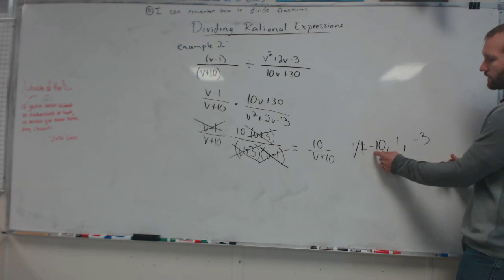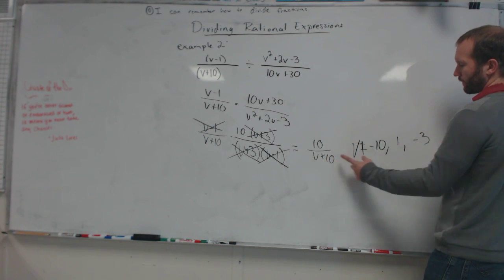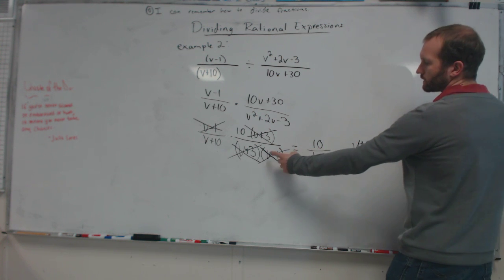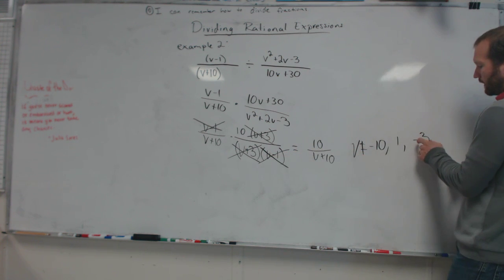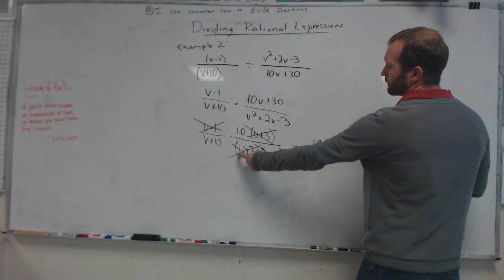So v can't be negative 10 because of this piece. V can't be 1 because of this piece. And v can't be negative 3 because of this piece.